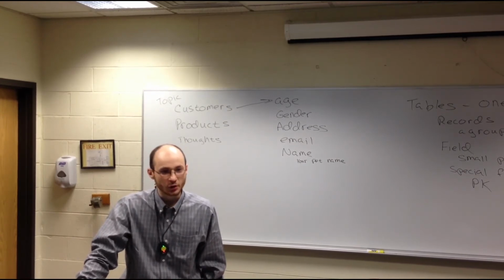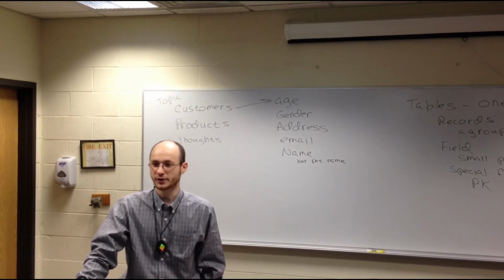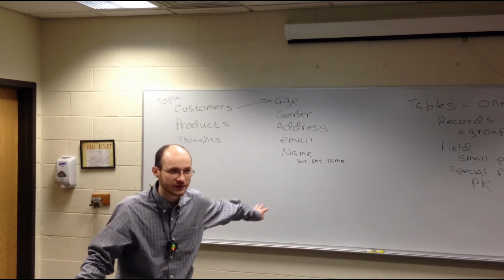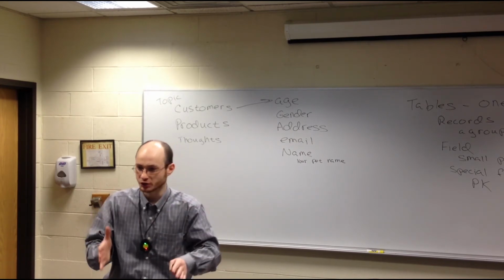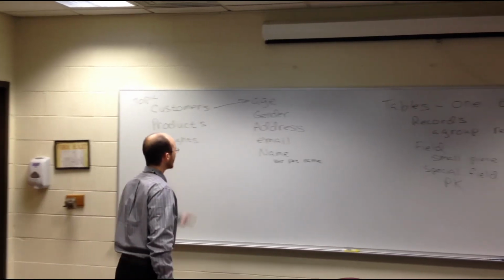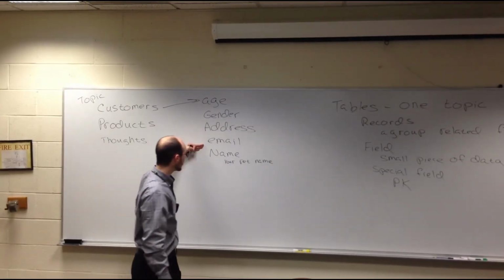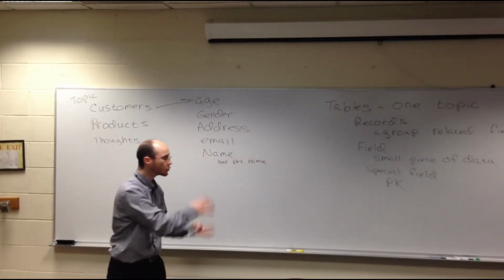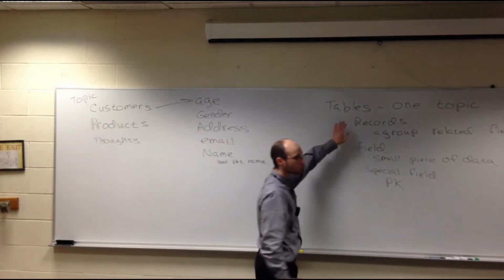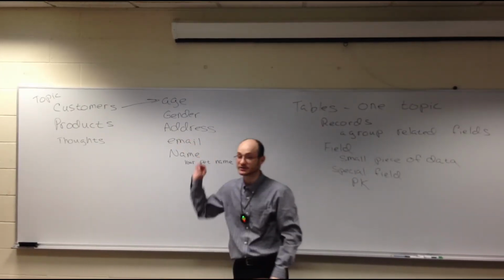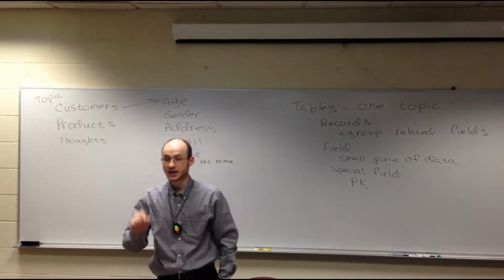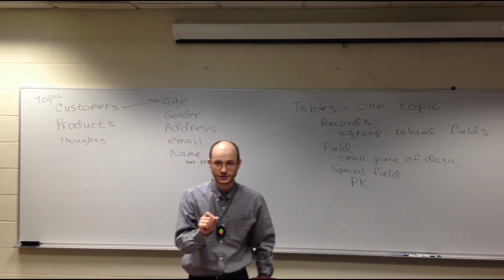You have to determine what's important and what's not. And don't get too creative and say everything's important, because everything is not a field. We need to structure this. Gender, age, address, email, name, all grouped together to create a single record, which in this case would be a single customer.